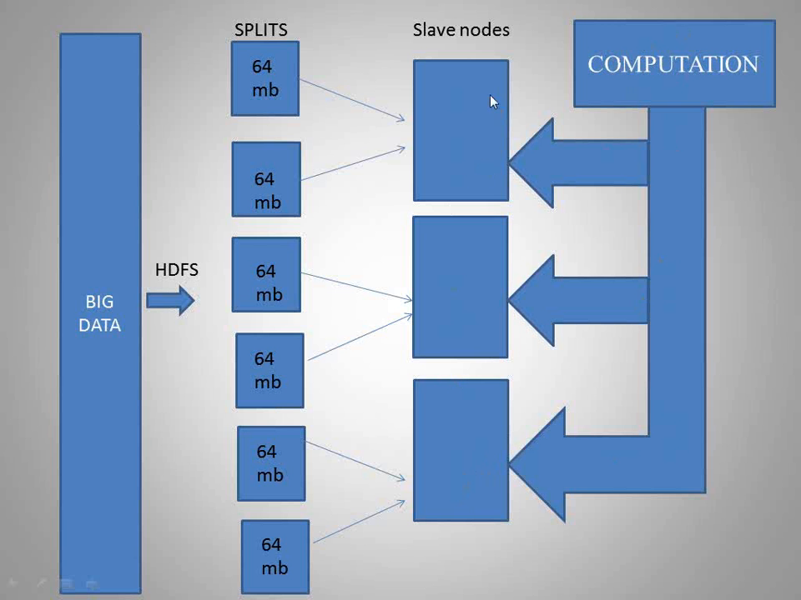This is a node where your data is stored on the hard disks, and you'll have some resources, RAM and processors. Using the computation you triggered and using these resources, it will process the data present in this node, and this node, and this node. So on a high level it is parallel processing, and on each and every node, the data will be processed still more in a parallel way.